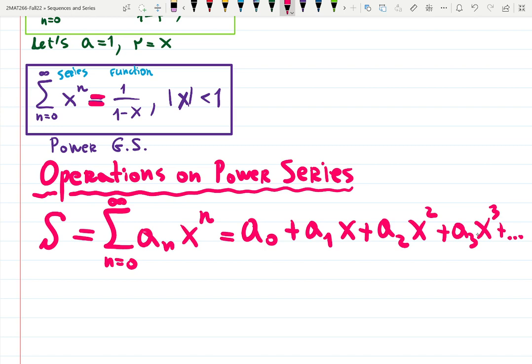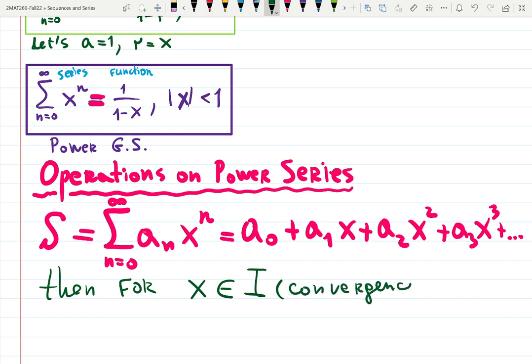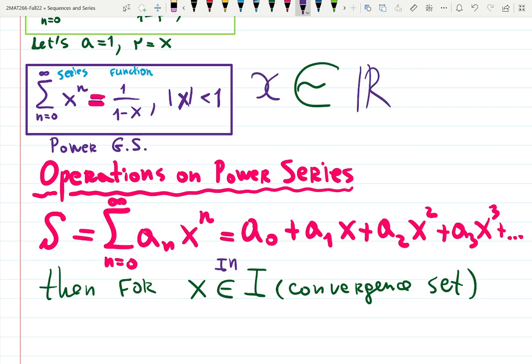From here, we'll say then for x that belongs to I, I will explain in a second if you don't know what this sign means, belongs. That belongs to I, which is the convergence set, convergence interval or convergence set, that's the same thing. Do you know what the sign means? It's a C with a tongue inside, means belongs, or you can write down in. X belongs to real numbers, right? So that's the idea. C with a tongue, belongs.